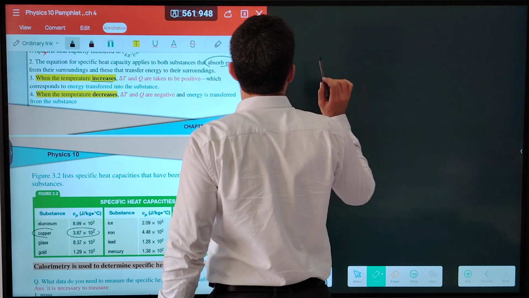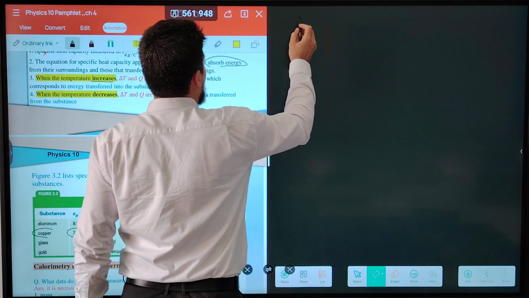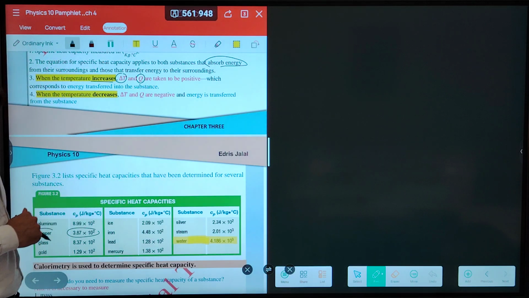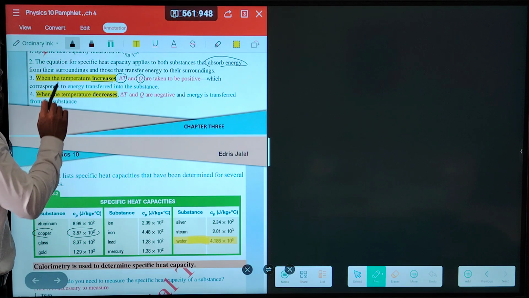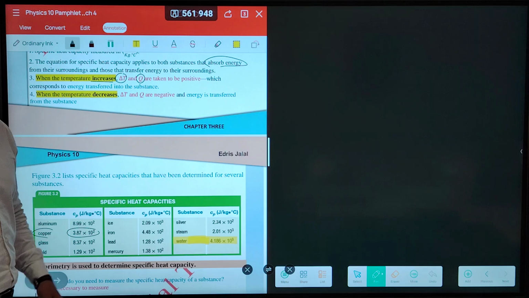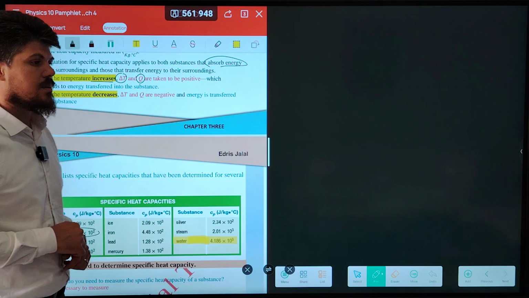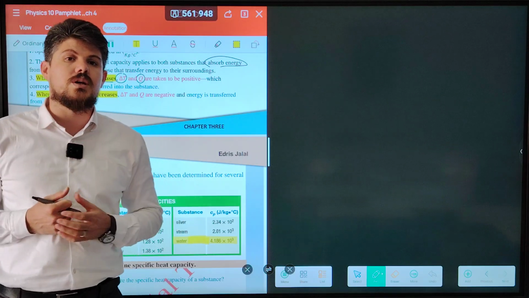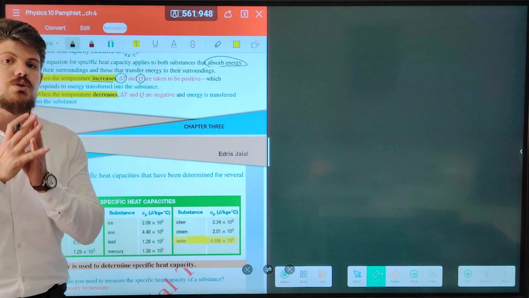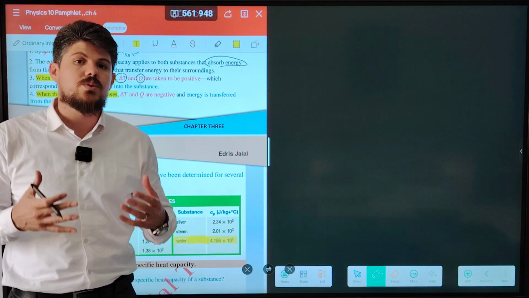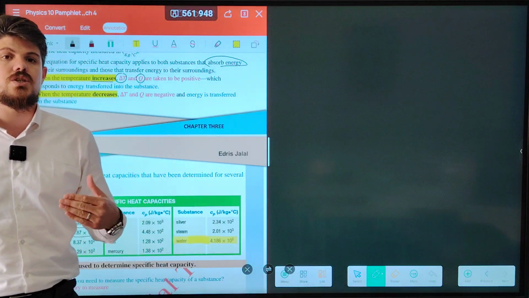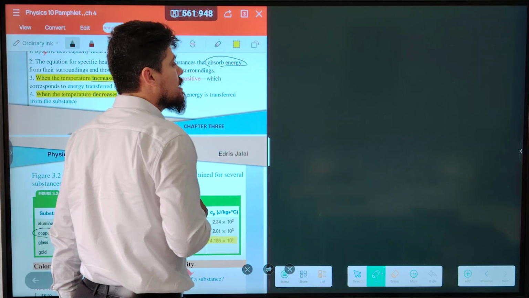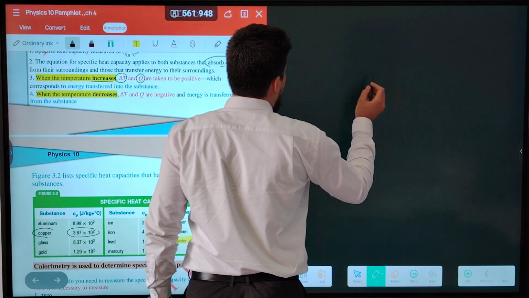Q are taken to be positive. Okay, when temperature increases, delta T and Q are taken to be positive, which corresponds to what? Energy transfer into the substance. When the energy is transferred into the substance, it means that the substance gains energy. When the substance gains energy, its temperature increases. When the temperature increases, T final is bigger than T initial, and delta T will be positive. And the amount of the energy added also is positive.